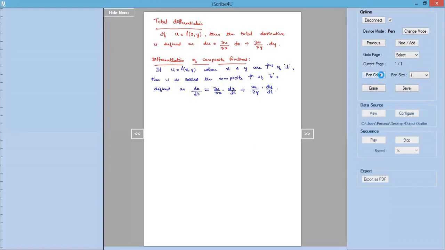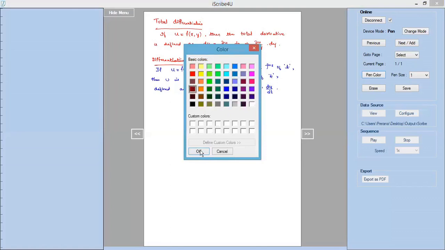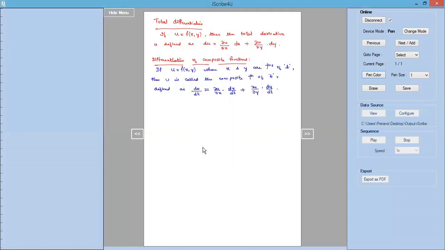Now next we will define u as a function of x comma y, and x and y are functions of two independent variables r and s. Then u will be the composite function of two variables r and s. So we are going to define it now.